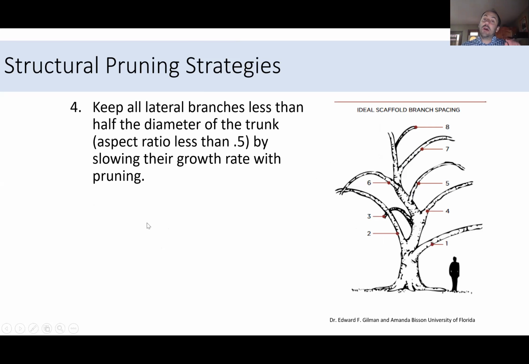We're then going to manage all the other branches of the tree. And we want to keep all the branches in the tree relatively small compared to their parent branches, because we want all the branches to have collars, which are strong. So we're going to do pruning to slow the growth of rapidly growing branches in the permanent canopy to make sure that they are small and develop a collar.